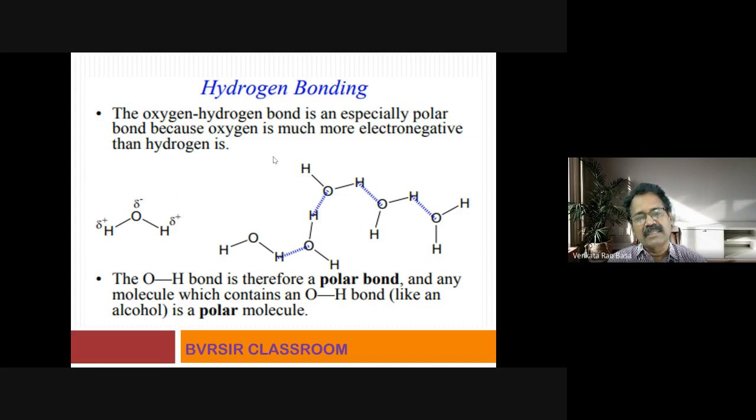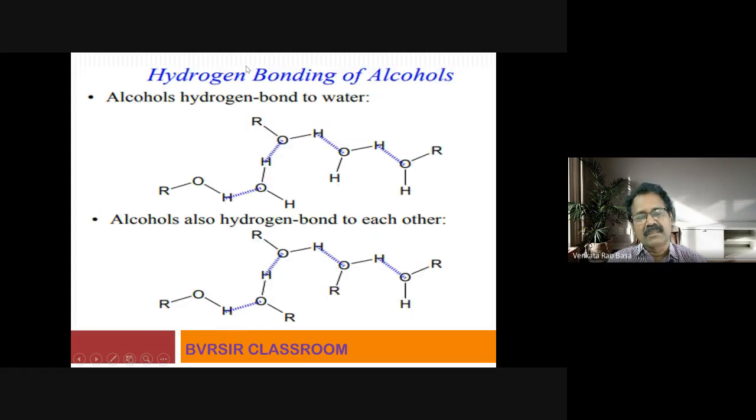Therefore, the bond between oxygen and hydrogen is a polar covalent bond. The OH bond is therefore a polar bond, and any molecule which contains an OH bond, like an alcohol, is a polar molecule. Now, hydrogen bonding of alcohols. Alcohols hydrogen bond to water. Alcohols have the ability to form hydrogen bonds with water.